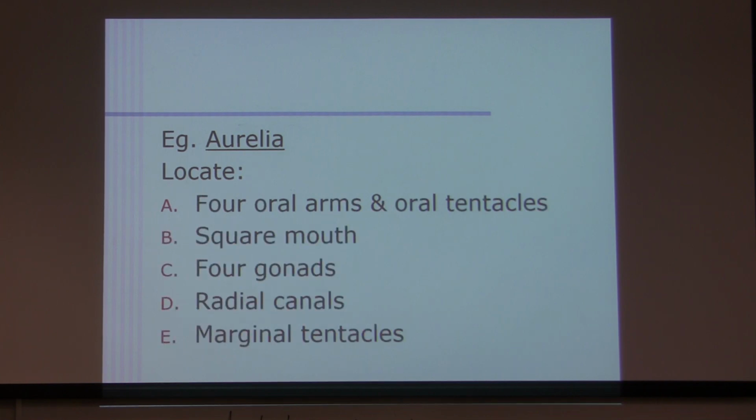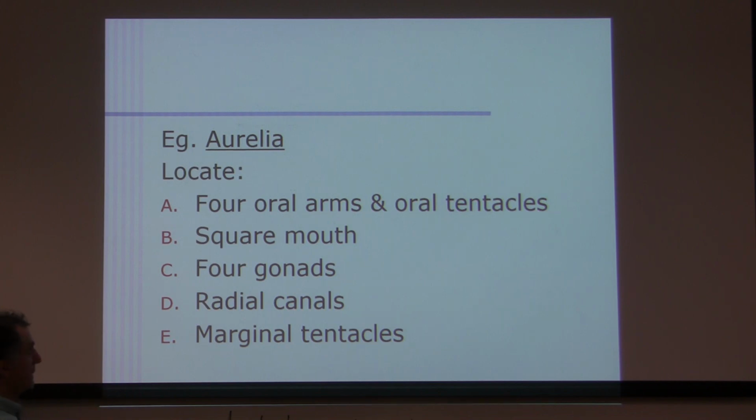There are 5 parts I would like you to know. The oral arms, you have about 4 of them. Right here, these are called oral arms. You guys see that, the red? Then you call these oral tentacles, square mouth. The mouth is here. And the gonads, you will see them inside of the stomach. In the lab, I'll show you some pictures of where the gonads are.